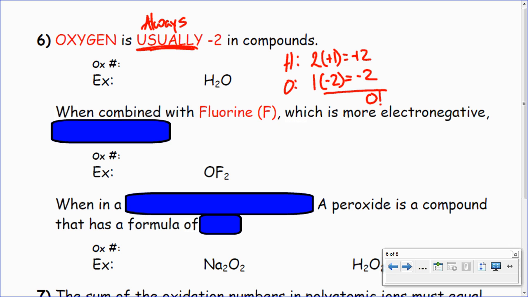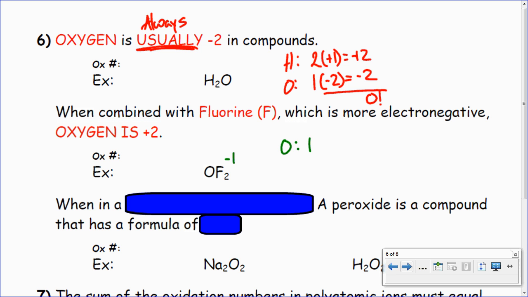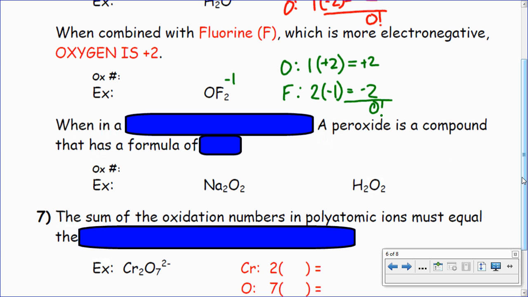When combined with fluorine, which is more electronegative, oxygen is +2. You're not going to see that very often. Fluorine's always -1 because there's 1 times something. And then fluorine, as we mentioned before, there's 2 of them in this case, and it's always a -1, so it's -2. We got to find out 1 times something, it's got to be the opposite of -2. That's why oxygen has a +2 in this case. An odd exception that you're not going to see on our quizzes or tests, I can guarantee you that.